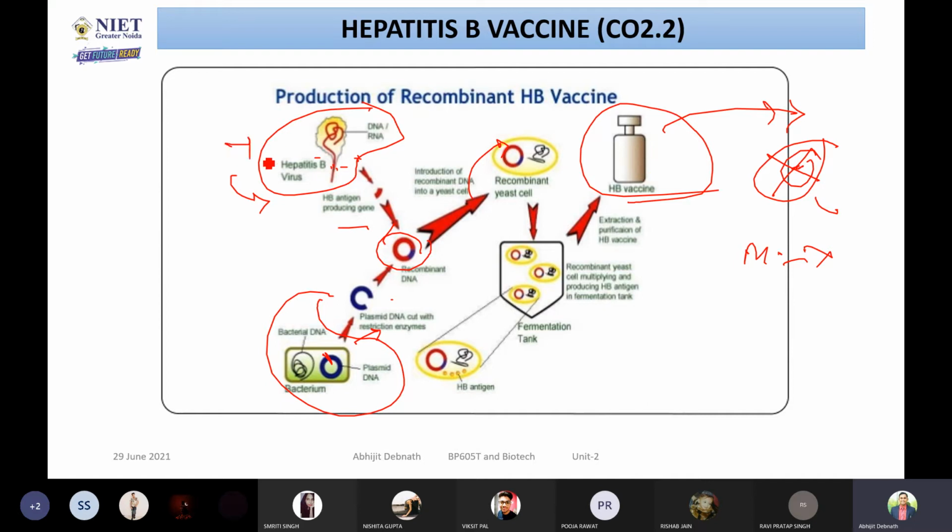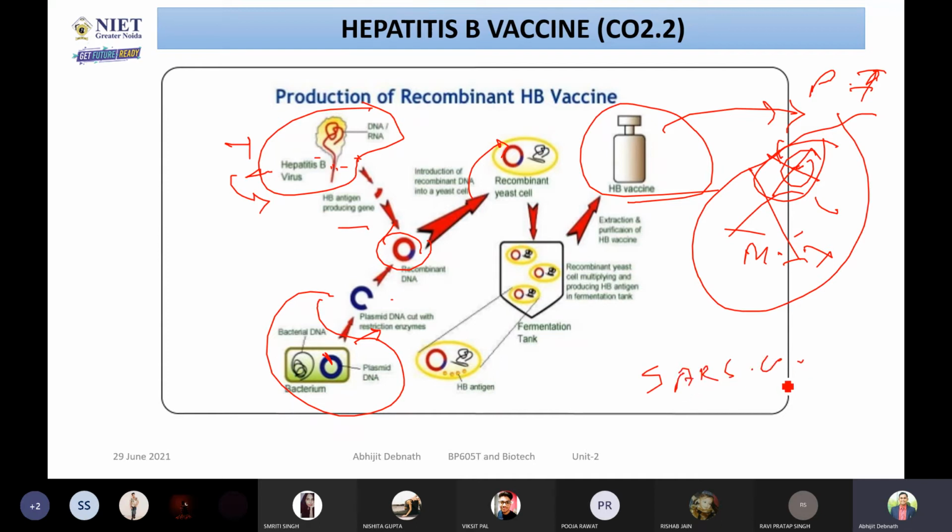In future, if the real virus enters the body, the immune system can become active, and the B cell and T cell can go there and kill the entire virus. A similar process we are also doing for SARS-CoV-2, and for all the vaccines we are actually following the same methodology, especially the mRNA vaccine.